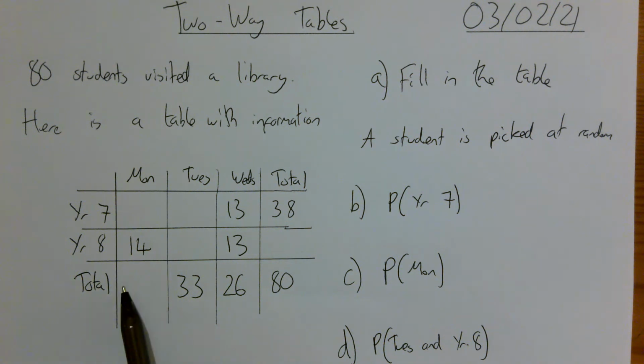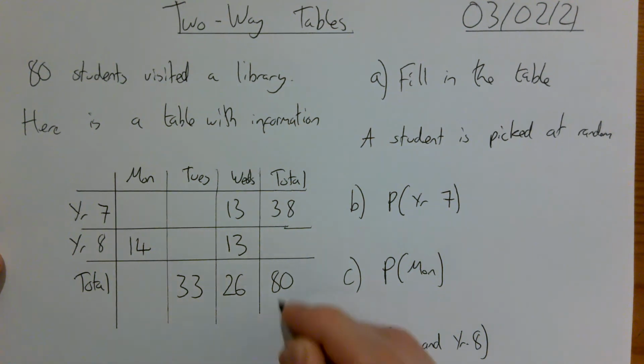So next I'm going to look at this row here. In total, across the days, on Tuesday there were 33 and on Wednesday there was 26, and in total across the 3 days there were 80. So on these 2 days, 33 plus 26 is 59. And then I know that this space here needs to be whatever's left to make up to 80. So 80 minus the 59 gives me 21.